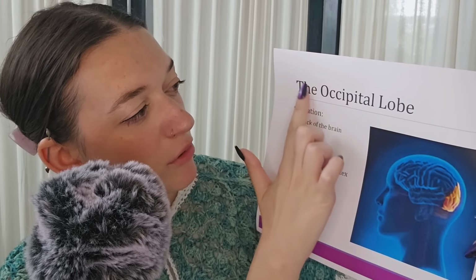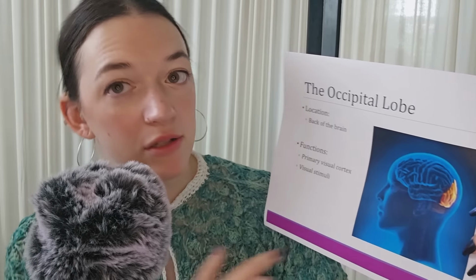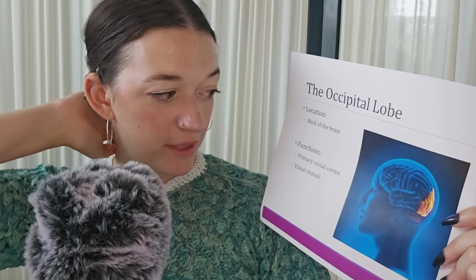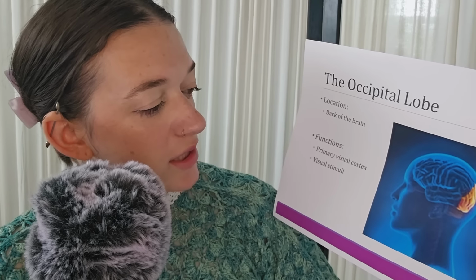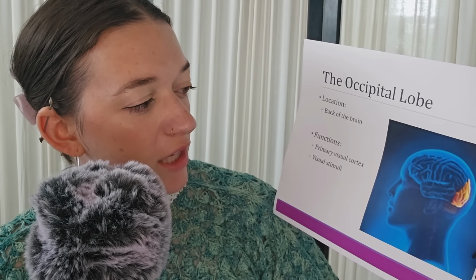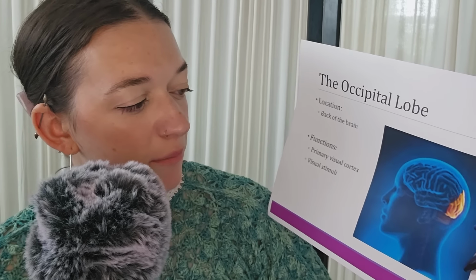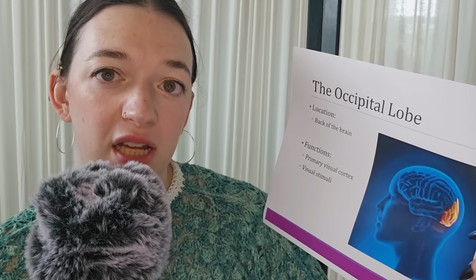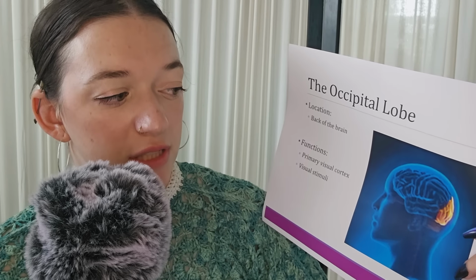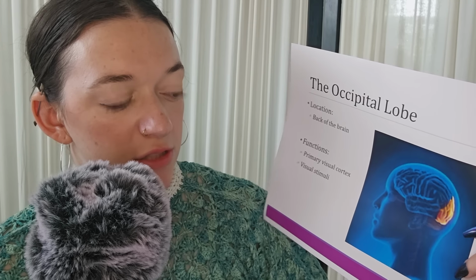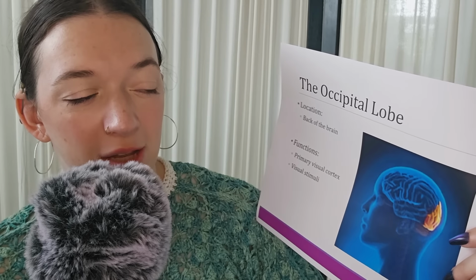The occipital lobe is located in the back of the brain. And this is our primary visual cortex and is responsible for the integration of visual stimuli. So once again, going back, very important for the understanding of signed languages especially, but certainly has a role to play in the understanding of spoken languages as well.